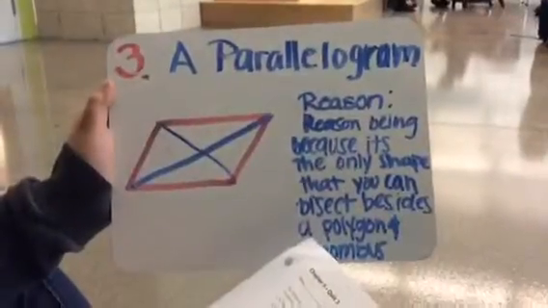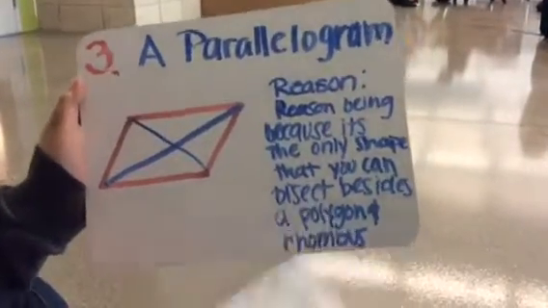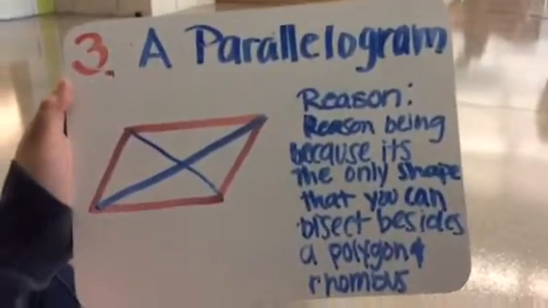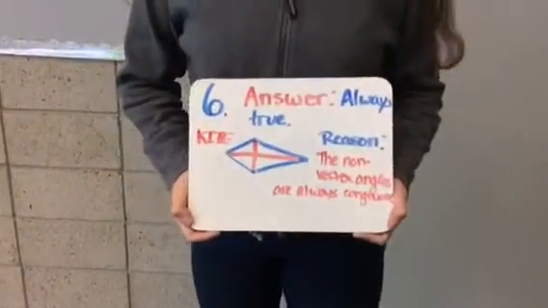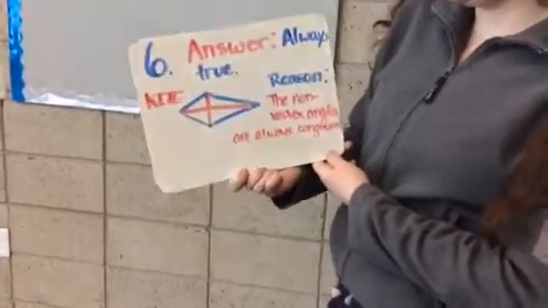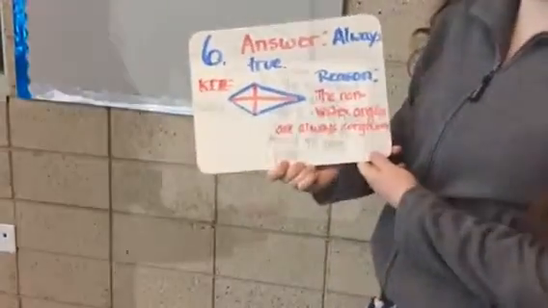The diagonals of a parallelogram bisect the opposite angles. Reason being, it's the only shape that you can bisect besides a polygon and a rhombus. The diagonal of a kite bisects the non-vertex angles. Number 6. The answer is always true. Reason, the non-vertex angles are always congruent.